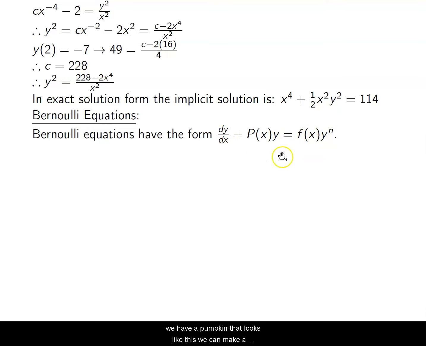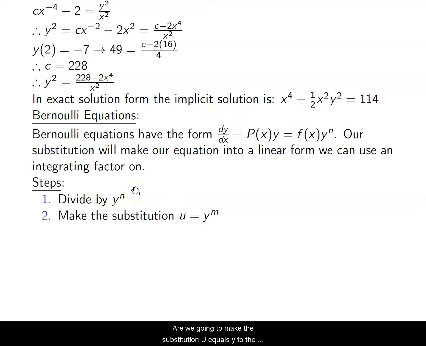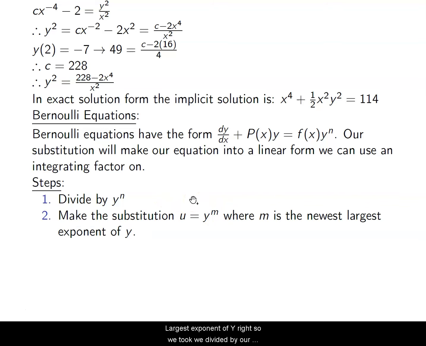So if we have a function that looks like this, we can make a substitution to turn it into a linear equation where we can now have I of x is e to some power, right? So our substitution will make our equation into a linear form where we can use an integrating factor on, as I said, right? So our steps are take that highest power of y that we have and divide the entire equation by it, okay? Then we're going to make the substitution u equals y to the m, where y to the m, I should say, is the new largest exponent of y, right? So we divided by our old highest power of y. We're going to make a substitution where u is now our new largest exponent of y, okay?